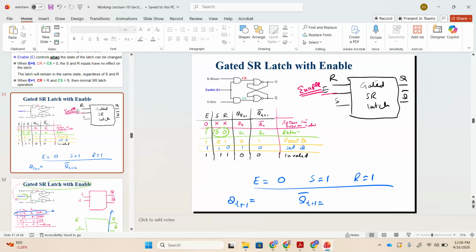Anyone may answer? Is it QT and QT bar? Yes. Why? Because this is the same thing as this one. Here it is E equal to 0, S is 1, and R is 1. We ignore S and R.